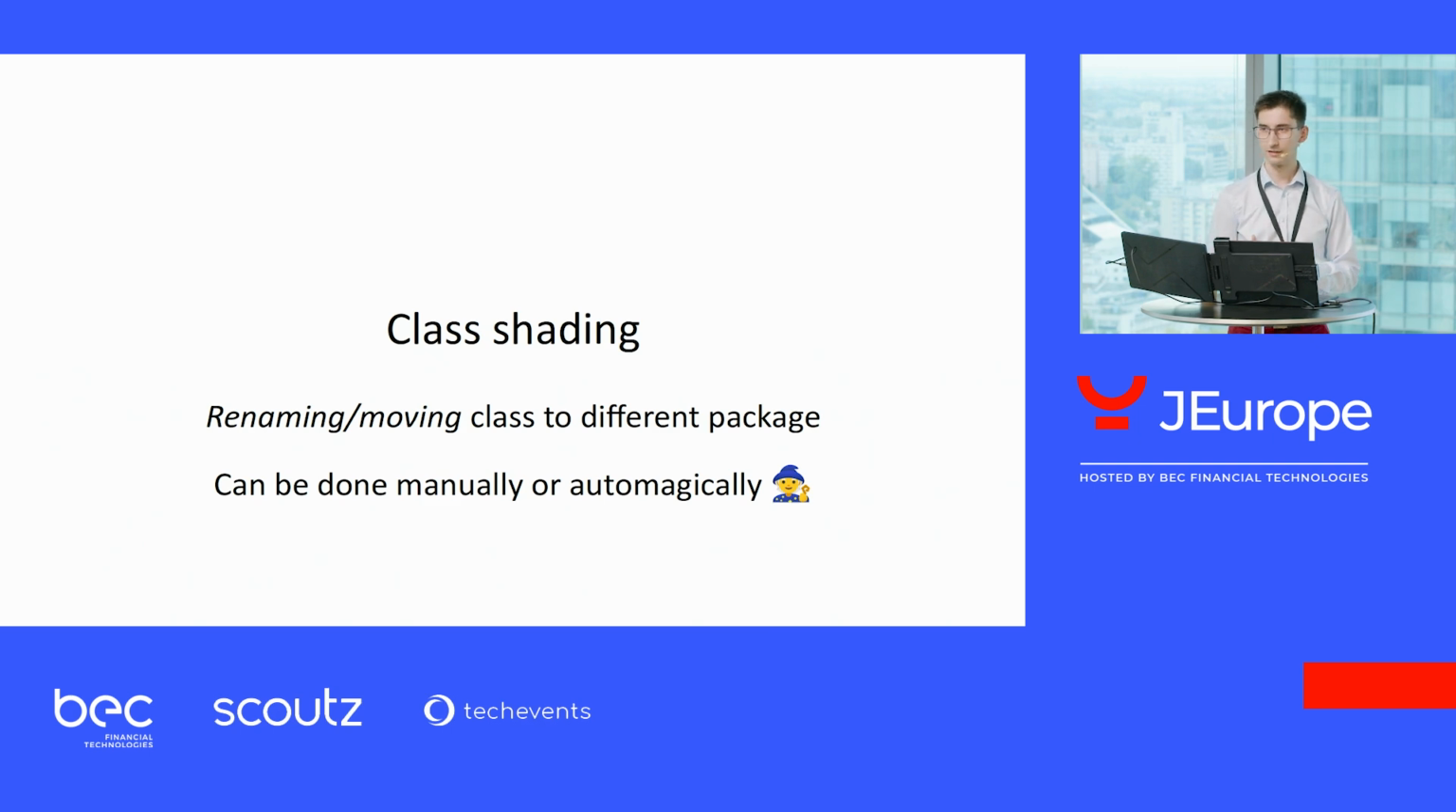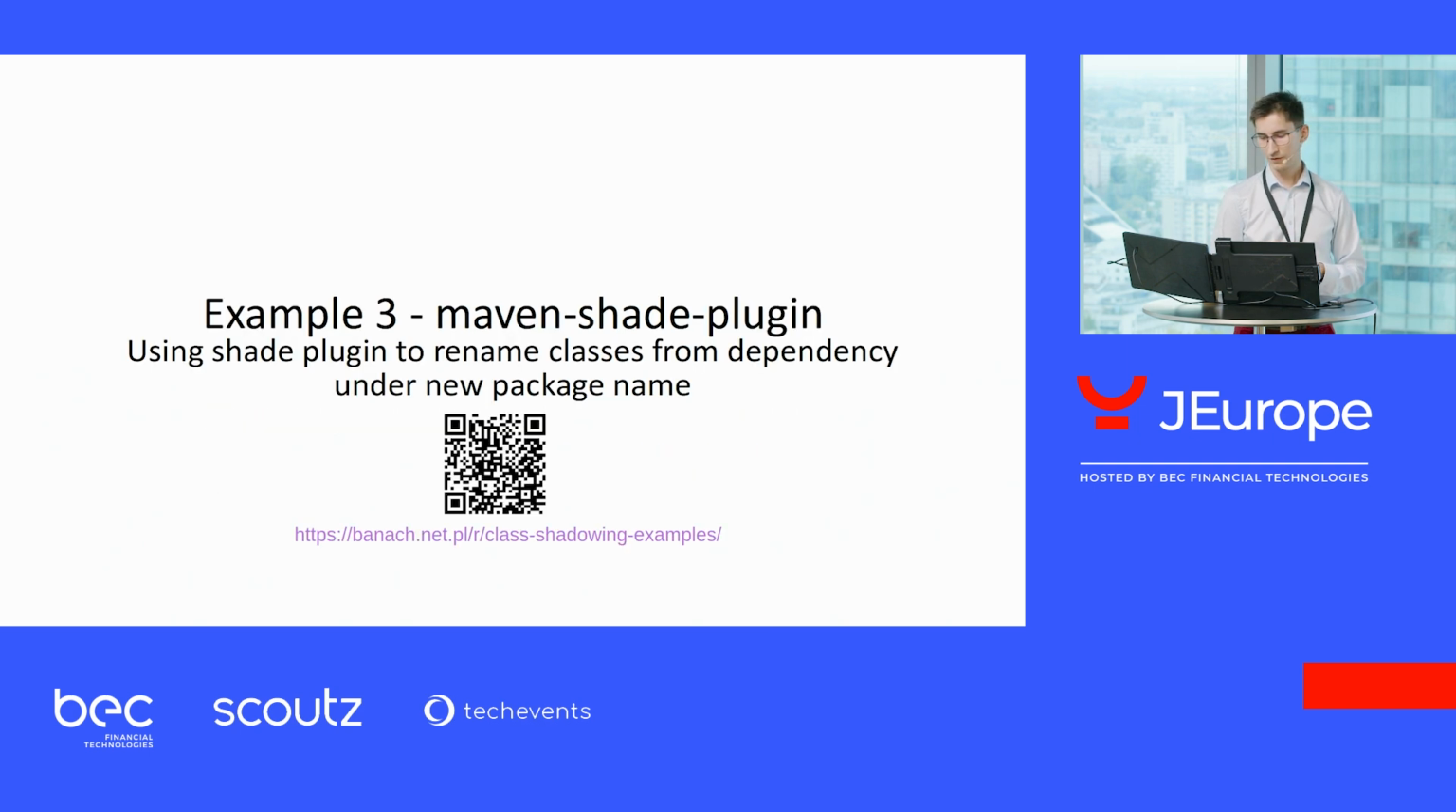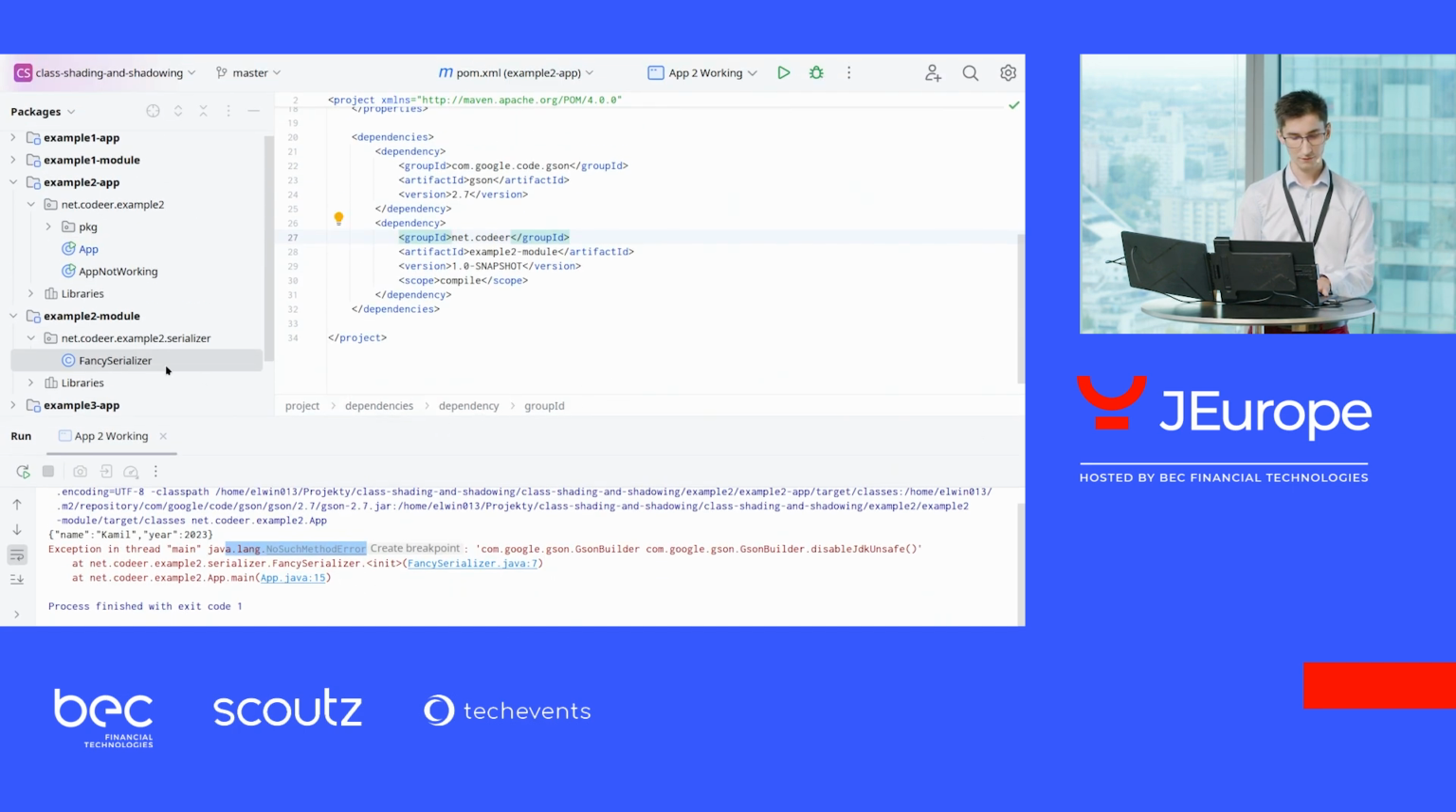And it can be done manually. In the end, we can grab the code, copy it to our project and use it, and change all the imports to point to our new shaded classes. But it can also be done automatically using, for example, the Maven Shade plugin. And I have the third example for it, where I am using the Maven Shade plugin to automatically rename classes from the dependencies under a new package name. So let's see this third example.